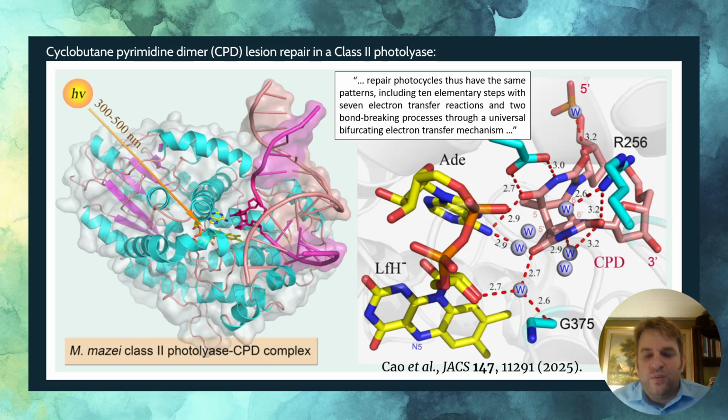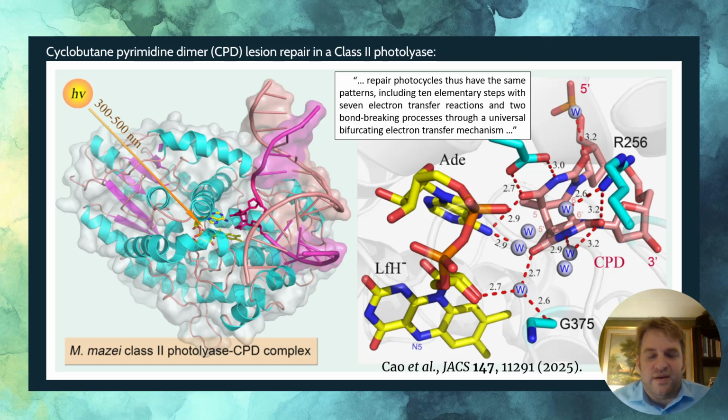And now the red dashed lines indicate, as I mentioned before, non-covalent bonds in the system. And we also see some spheres marked with a W. Those are water molecules. And so this shows the importance of non-covalent bonding and solvent effects in mediating this whole process. So it's actually quite a complex process.